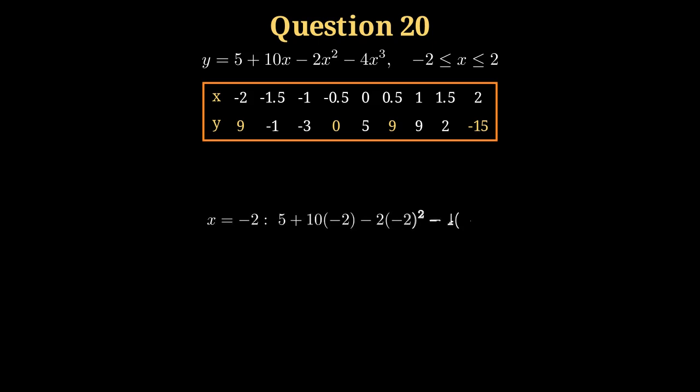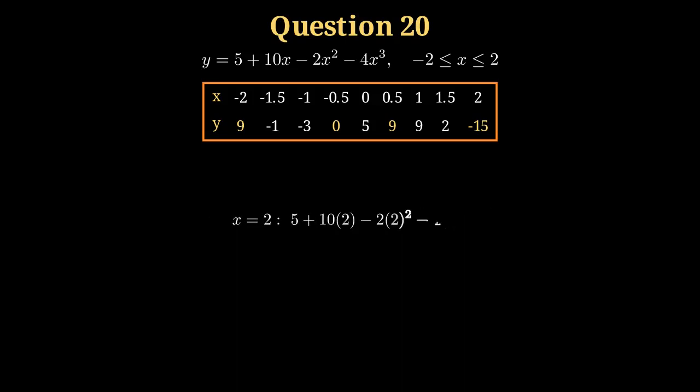Let's show the substitution. When x is minus 2, we get 5, plus 10 times minus 2, minus 2 times minus 2 squared, minus 4 times minus 2 cubed. Minus 2 squared is 4, and minus 2 cubed is minus 8. That is 5 minus 20 minus 8 plus 32, which equals 9.